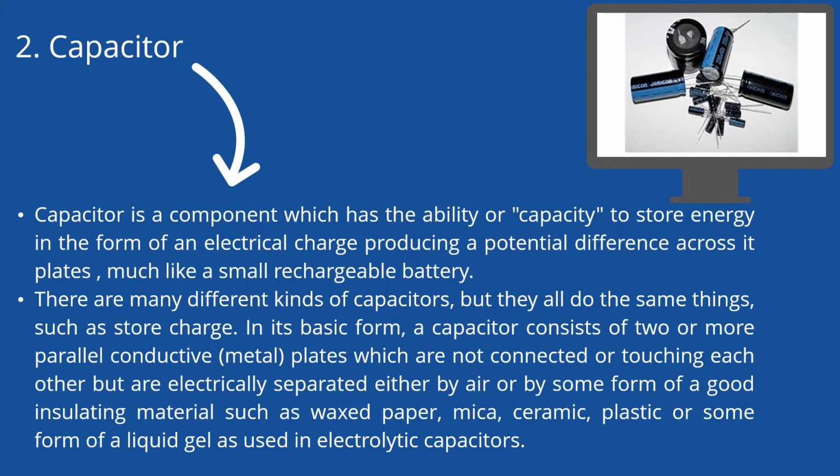In its basic form, a capacitor consists of two or more parallel conductive plates which are not connected or touching each other but are electrically separated either by air or by some form of a good insulating material such as wax paper, mica, ceramic, plastic, or some form of a liquid gel as used in electrolytic capacitors.